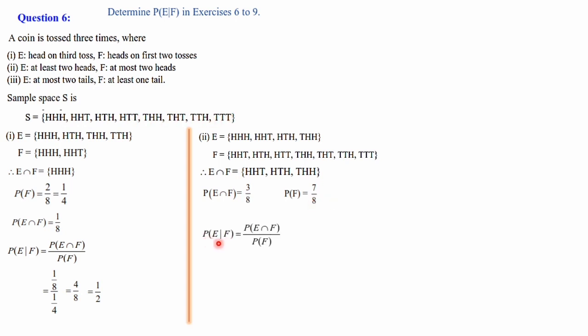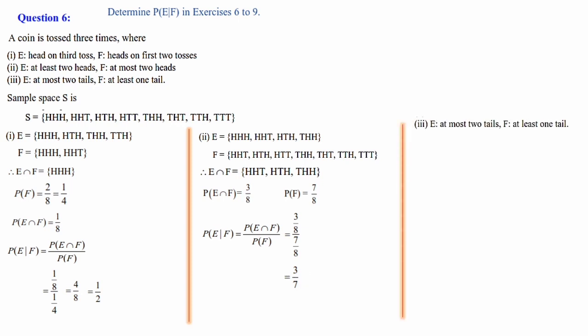P of E given F is equal to P of E intersection F divided by P of F. Common formula, just substitute the values. 3 by 8 divided by 7 by 8. The common denominator 8 can be cancelled, and the final answer we get is 3 by 7.